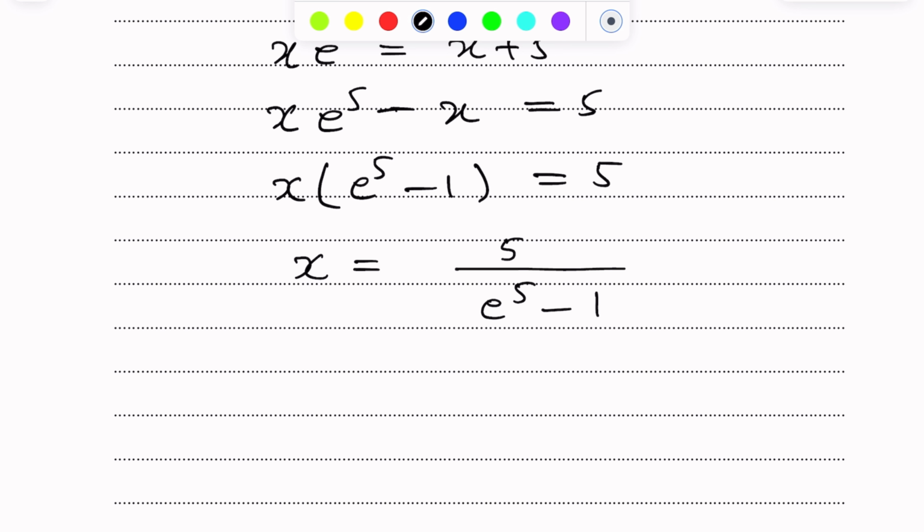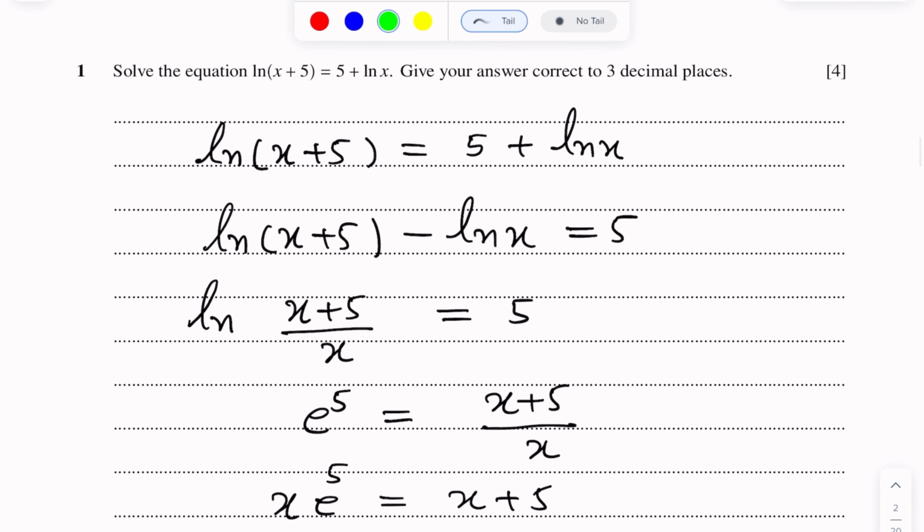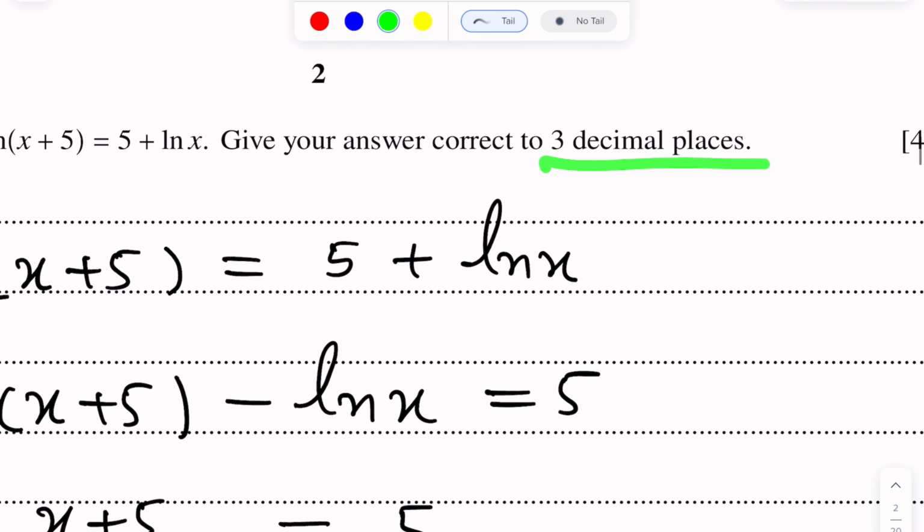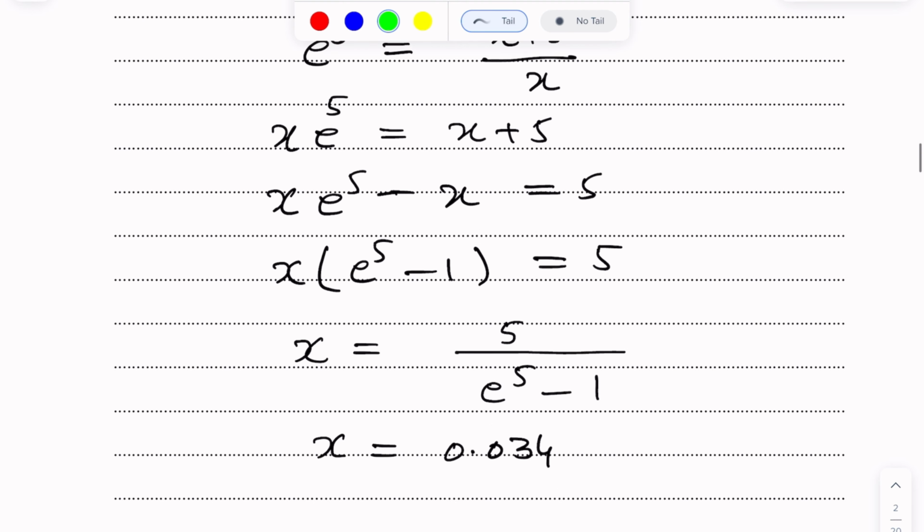Using a calculator, we get x is equal to 0.034, this is the value of x correct to 3 decimal places. This is the answer.